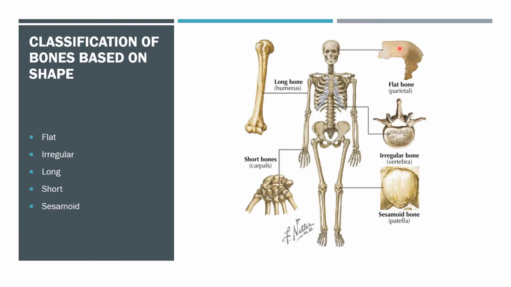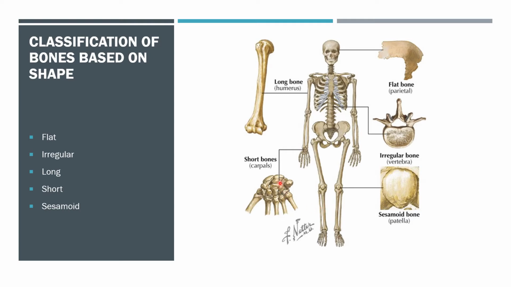Then let's talk about long bones. So you have your long bone. Your prototypical long bone is a humerus, and the long bone is called long because, well, it's a long bone. Just look at the shape of this bone. Your radius and ulna are also examples of long bones. Your femur, your fibula, your tibia as well.